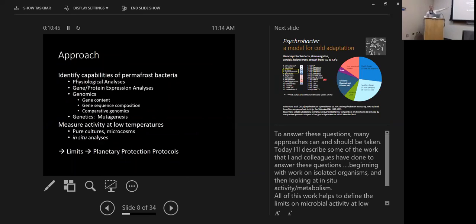Now, I'm not going to have time to get into all the details of this, but just to give you some idea that you've got to throw lots of methods at this in order to really get lots of good solid data on what you're trying to demonstrate in these environments because of the constraints on these microorganisms. I'm sure your pet microorganism has the same kinds of things, but just specific to your system. And all of the data that we gather from these kinds of studies is going to inform the limits of activity in these systems and then help inform planetary protection protocols as well.